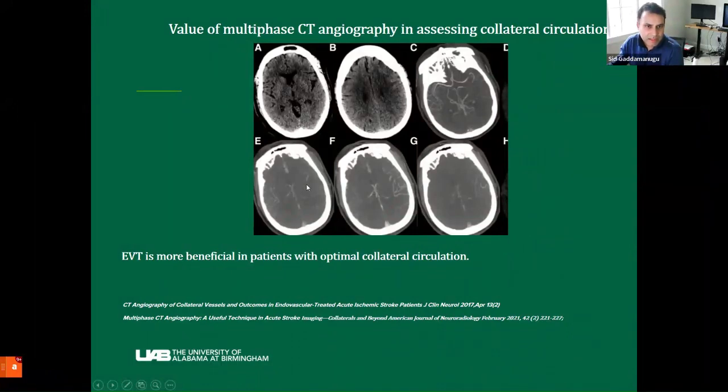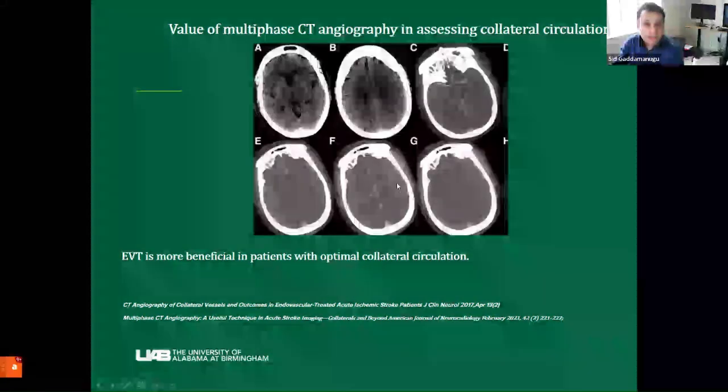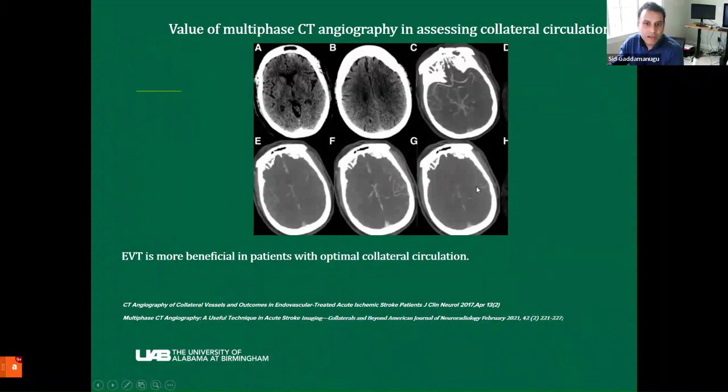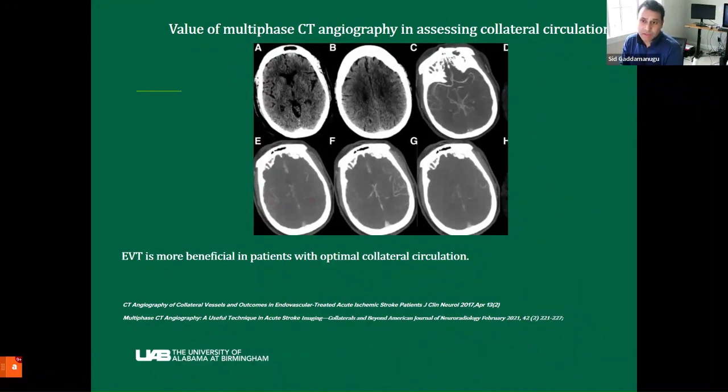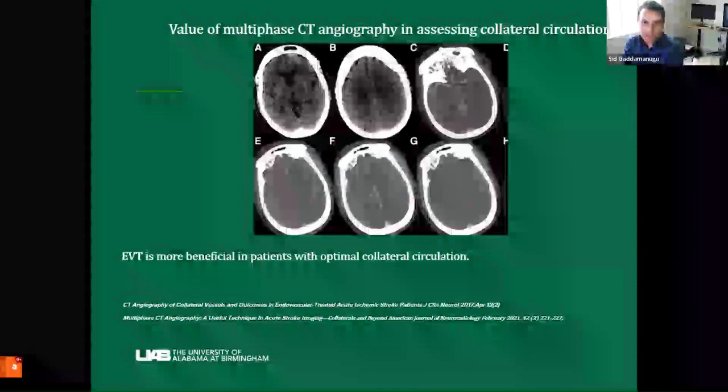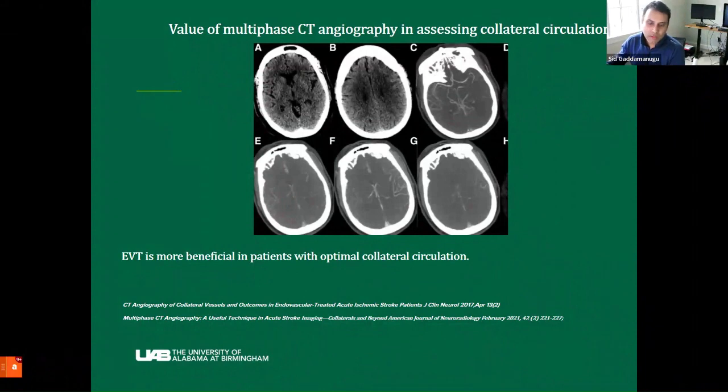So if you notice, there is reduced cortical flow on the early phase, but as we progress in our scan timing, you actually see increased flow within the MCA cortical distribution. And this is a good evidence of collateral circulation. It's very well established that patients who have great or optimal collateral circulation on CT angiography are the patients who actually do very well with endovascular treatment. If the patients do not have collateral circulation on CT angiography, those patients typically do not benefit from endovascular treatment.